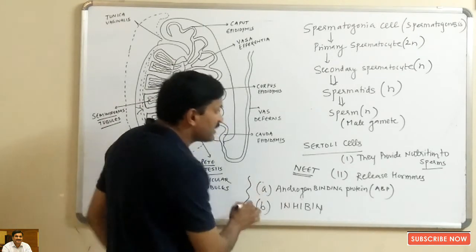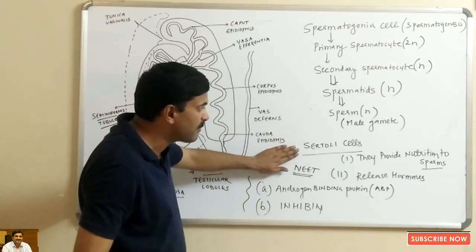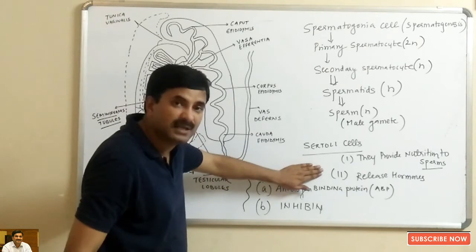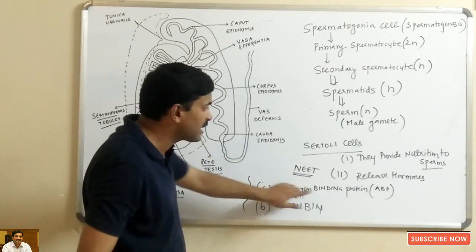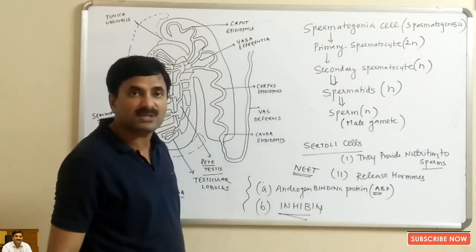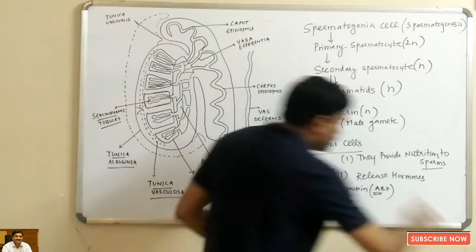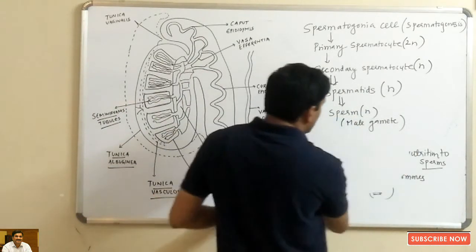So we can say that there are two primary functions of the Sertoli cell. They provide nutrition to the developing sperm. Not only this, they release two types of hormones. One is known as androgen binding protein, in short ABP, and the other hormone is known as inhibin. So this was about the seminiferous tubules.